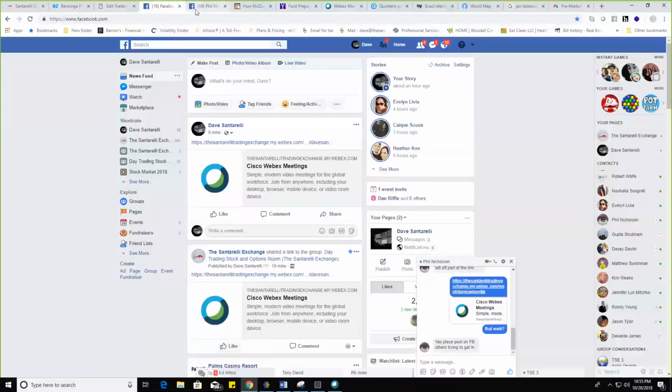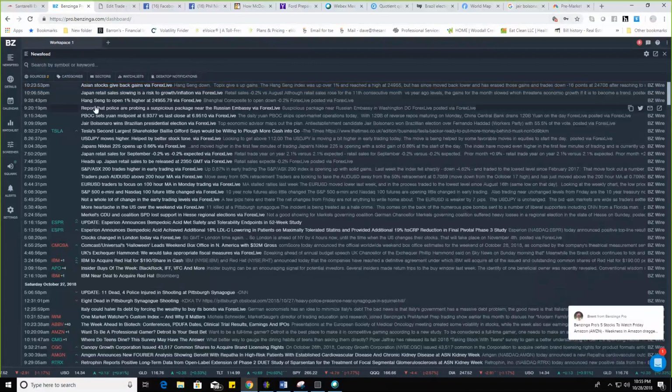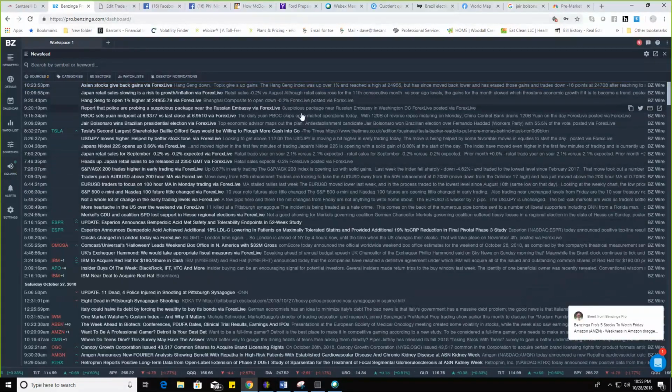Take a look at this. First off, Benzinga is really great, guys. This is an expensive platform, but it gives you news as it happens. As it happens, you're getting instant news. This is how I'm in the trade room saying, guys, this is going on, that's going on. I'm getting it from here. And if you listen to Squawk, it'll actually announce it for you. So it'll actually announce these on your trading platform. And it'll say Tesla, second largest shareholder, Baillie Gifford, says would be willing to plow more cash into company. And it'll say that.